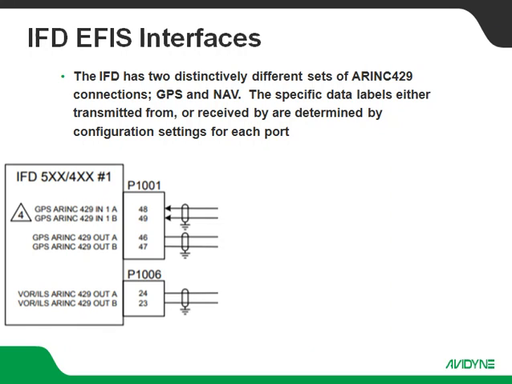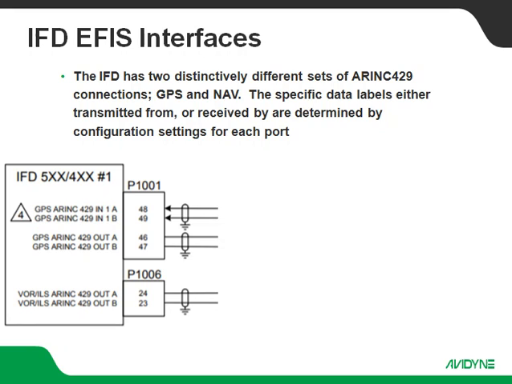Okay, so to jump in on this, most of the EFIS interfaces that we're going to talk about are going to be ARINC 429 interfaces. So it's important first to understand kind of how the ARINC 429 stuff is laid out on the IFD. As you can see here, the IFD has two distinctively different sets of ARINC 429 connections. One set for GPS data and another set for nav data. This is where your VLOC stuff would be, your VOR ILS stuff.